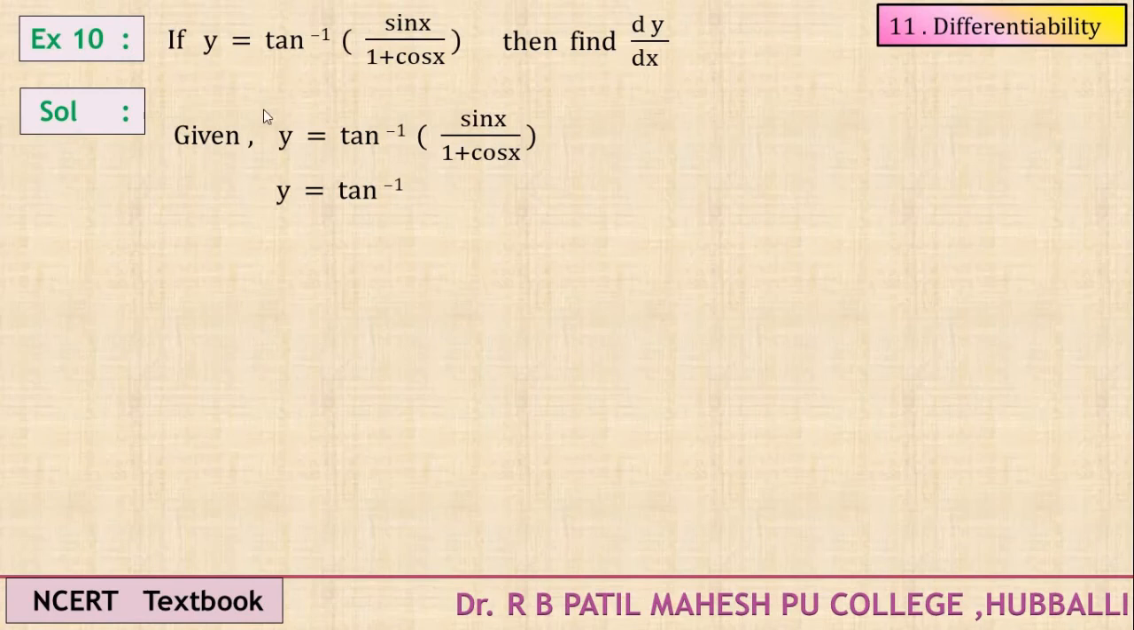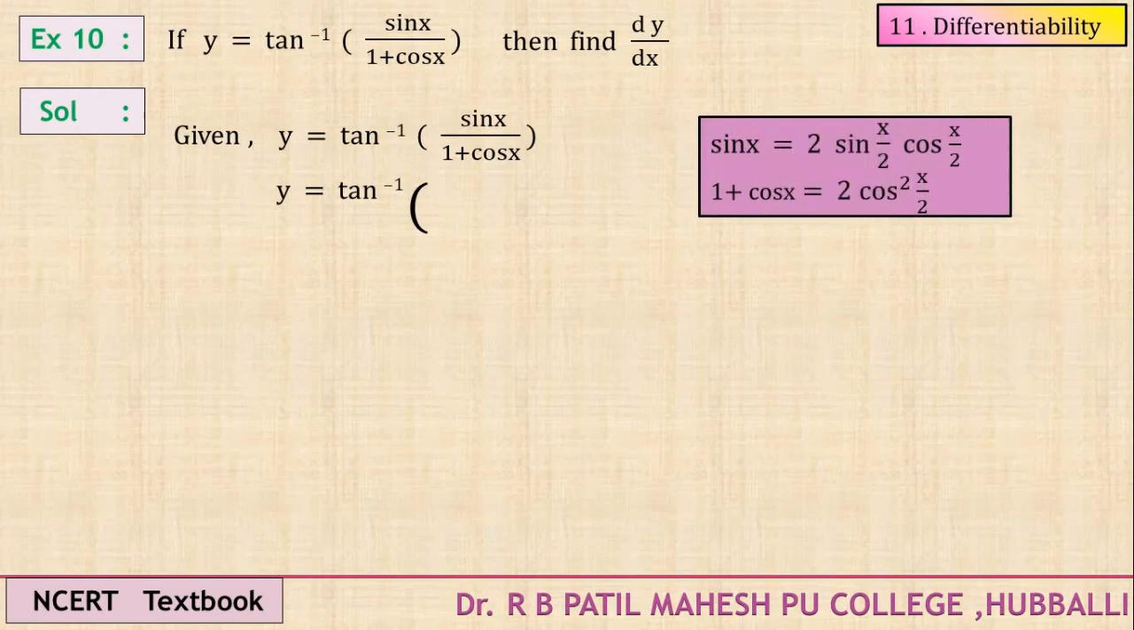Look here. First I explain the sin x function and 1 divided by 1 plus cos x. You remember this combination, because these identities and functions are very important in the integral chapter, as in most examples we use identities for this combination. So the identities are like this. Sin x is written as 2 sin x by 2 into cos x by 2, and 1 plus cos x is written as 2 cos square x by 2.